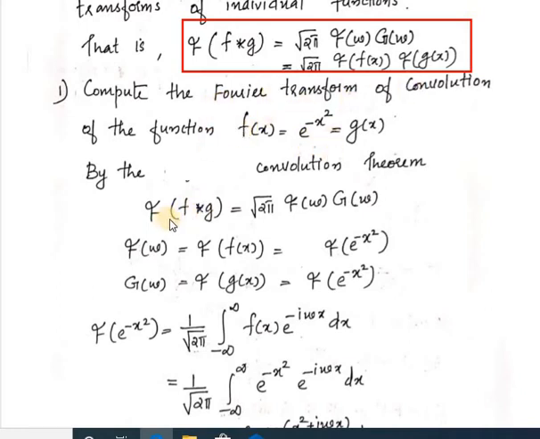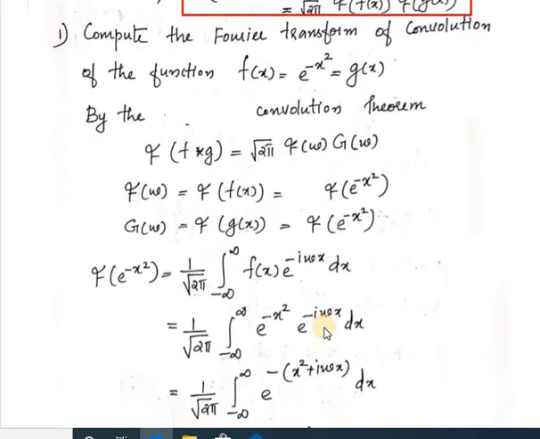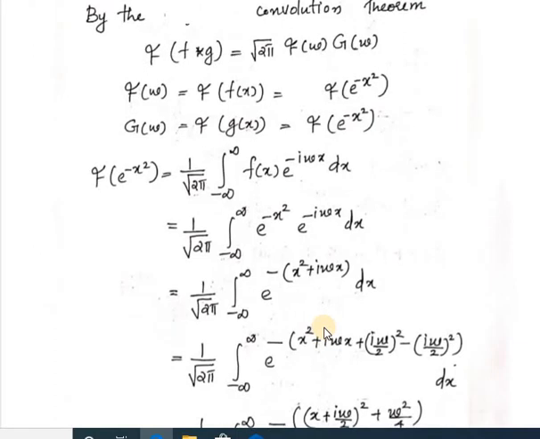That is, we have to find the Fourier transform of f star g, and by definition it is root 2 pi F of omega and G of omega. F of omega means the Fourier transform of f of x, and G of omega means the Fourier transform of g of x. So the Fourier transform of e raised to minus x square, and again the Fourier transform of e raised to minus x square. So first we have to find these two values, then multiply with root 2 pi. This problem was already done in Fourier transform, so I will explain once more how to find the Fourier transform of e raised to minus x square.